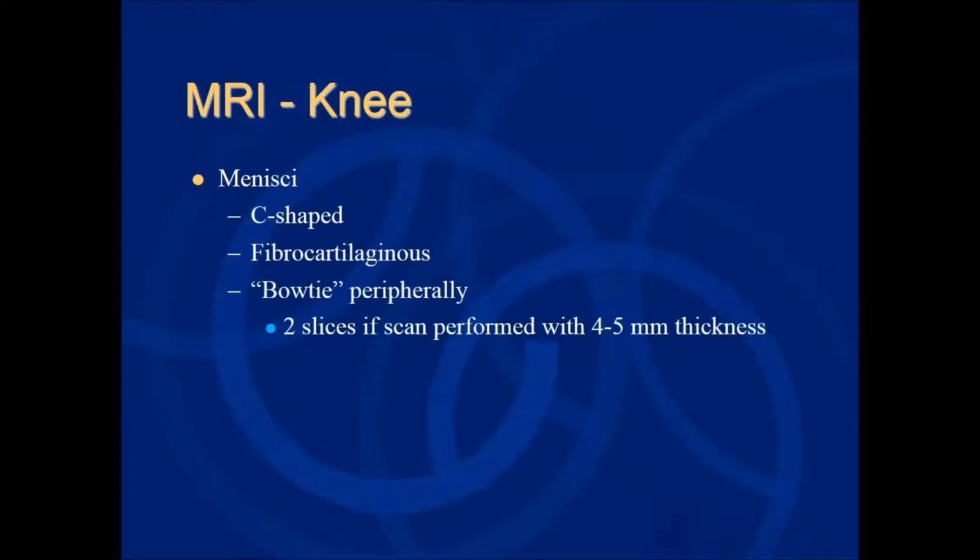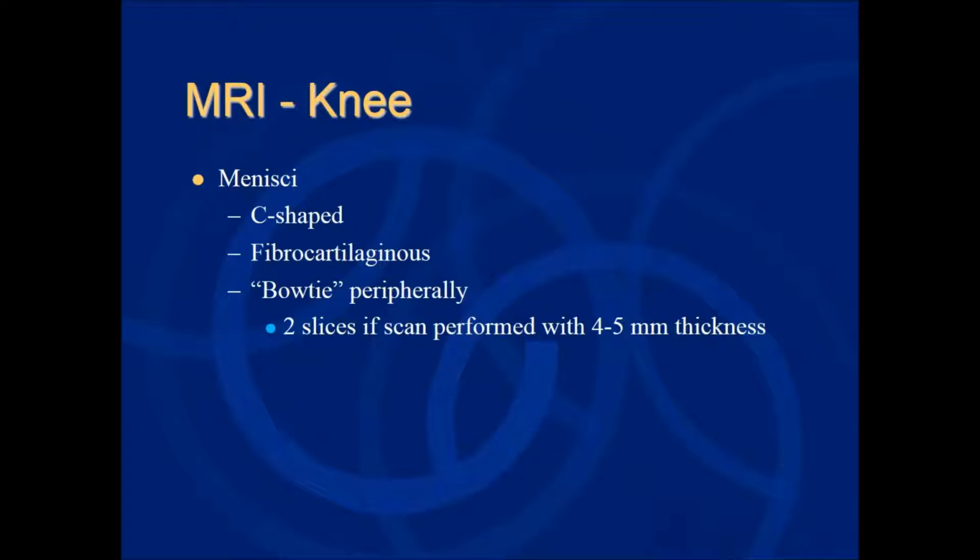compartment. They are C-shaped and fibrocartilaginous. As viewed on the sagittal images, these show what's known as a bow tie morphology. This arises from the large anterior horn, the large posterior horn, and the relatively small body as viewed on the sagittal images. This bow tie morphology should be seen on two slices, which is important.